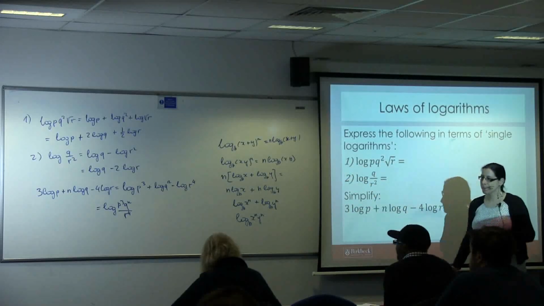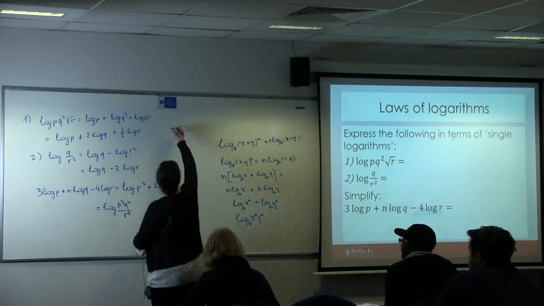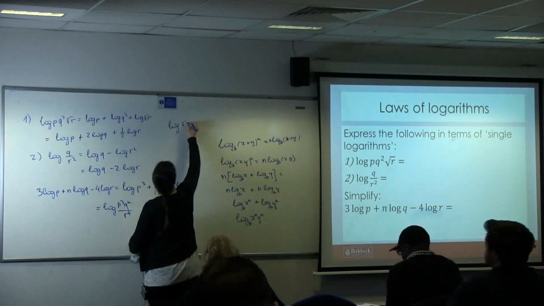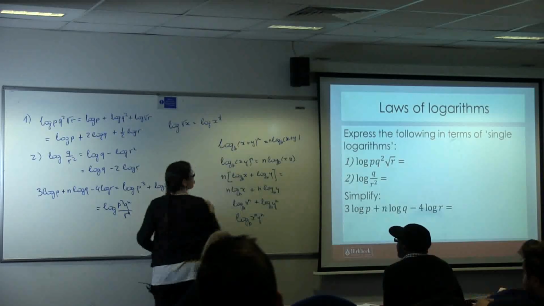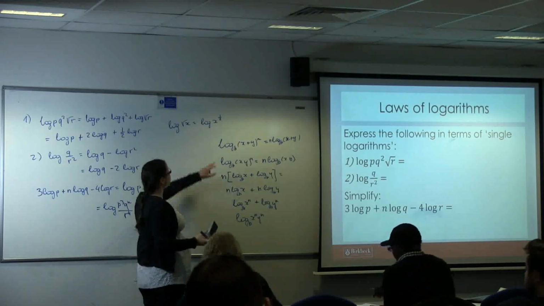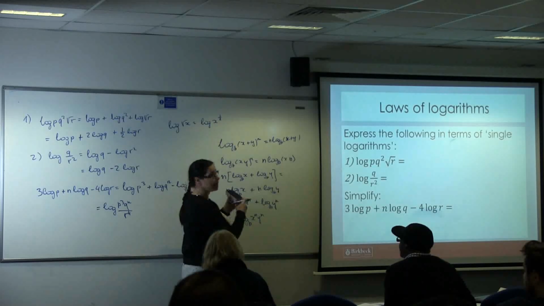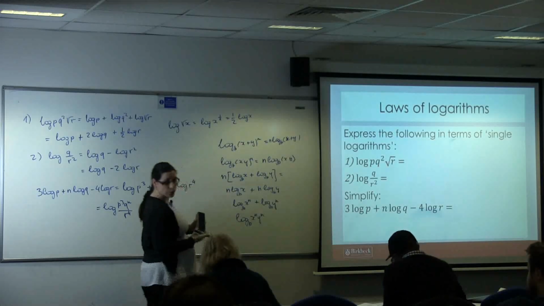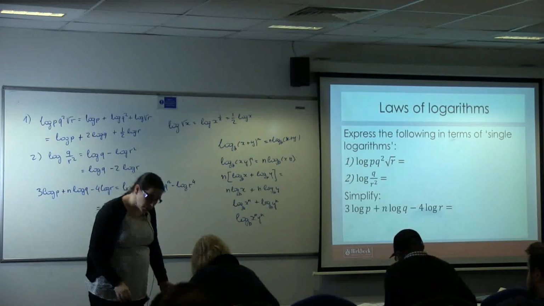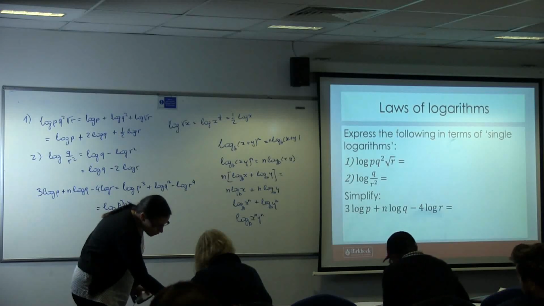No, I don't understand why in the special case the 1 over n comes. Okay, one over n. So log root x is log x to the half power, because the root is the half power. And in that case, this is a power, so I can always bring a power down as a multiple. So that will be a half log x. That's where the special case is, because I'm applying the same rule as here, but remembering that this is a 1 over n power.